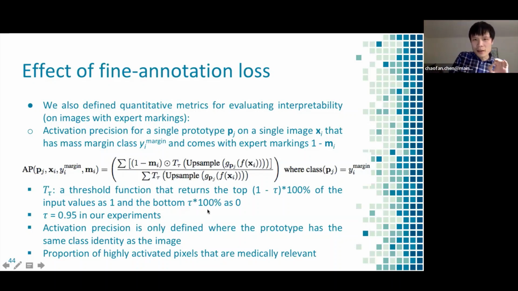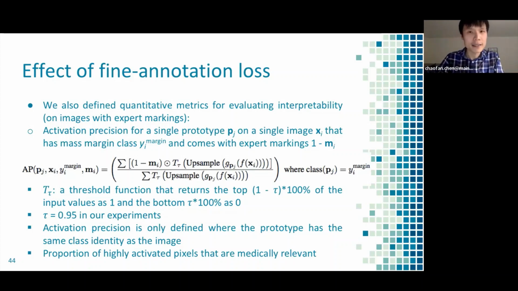If you look at the denominator of this formula, this sum is counting the number of pixels that are highly activated. And what about the numerator? The numerator is the number of pixels that are highly activated and also in the medically relevant region. 1 minus M_i is the medically relevant region. So taken together, this activation precision measures the proportion of highly activated pixels that are medically relevant. The higher the number, the more medically relevant the prototype is.